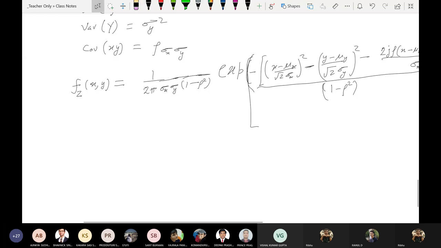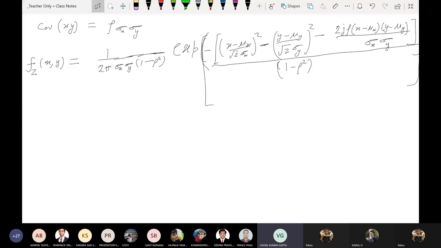Sir, there would be an under root sign in 2 pi sigma x sigma y 1 minus rho squared. This is by definition, and these are two random variables, so you have to integrate it twice. If you integrate this exponential term once, you get 1 over root 2 pi sigma x. So you have to have the square of the normalizing factor. So this is a normalizing factor simply, and as I've said earlier, this is by definition.